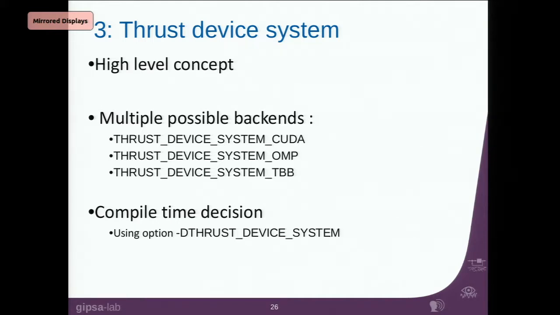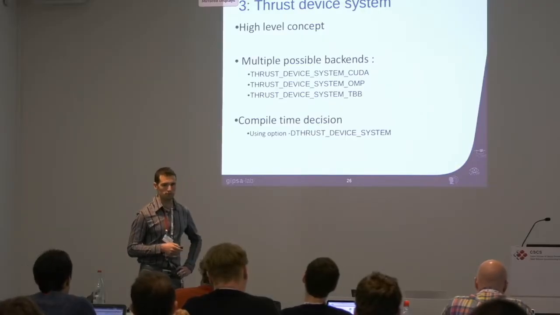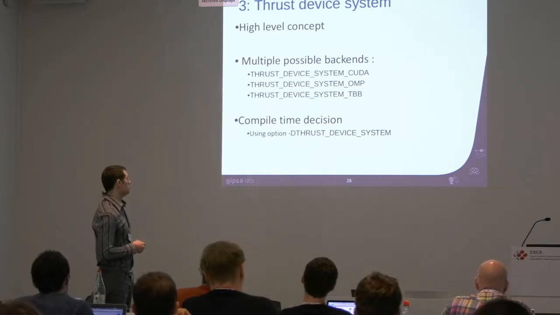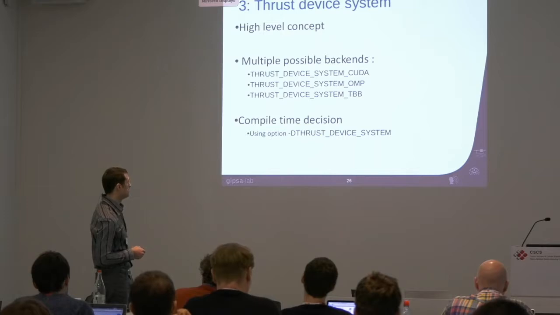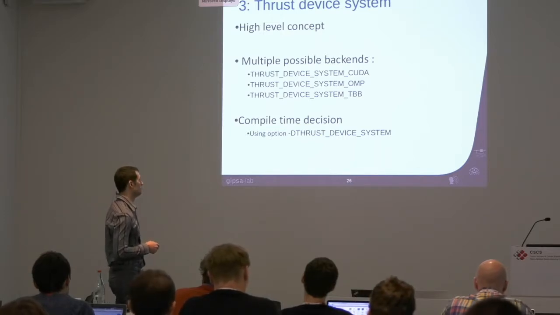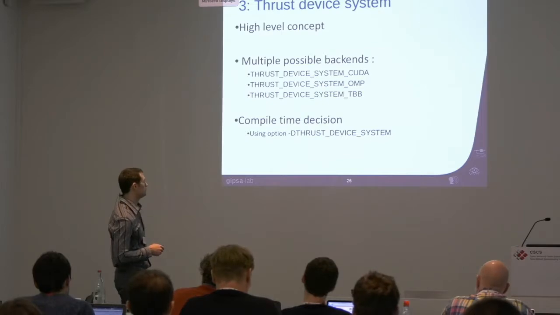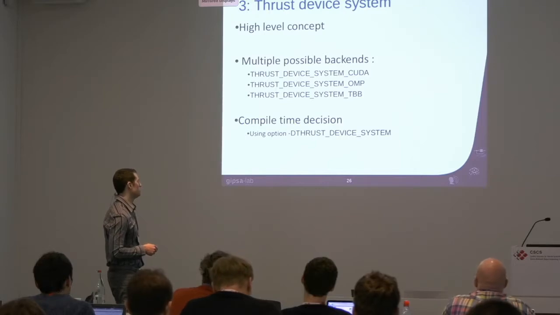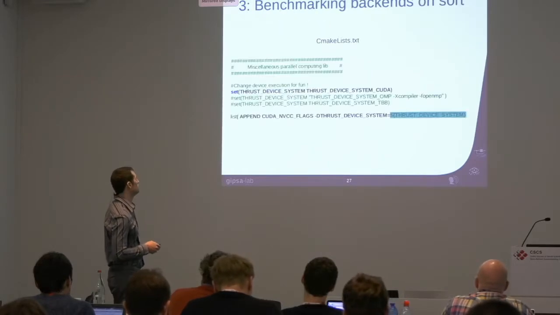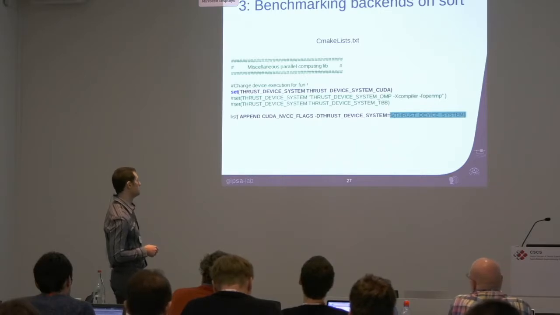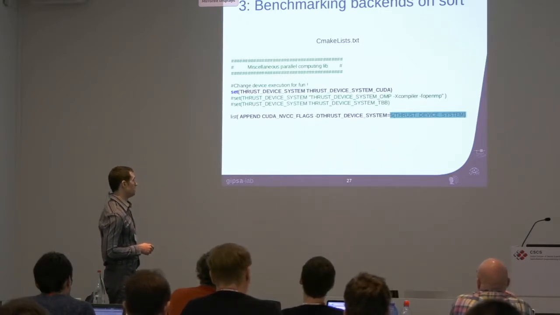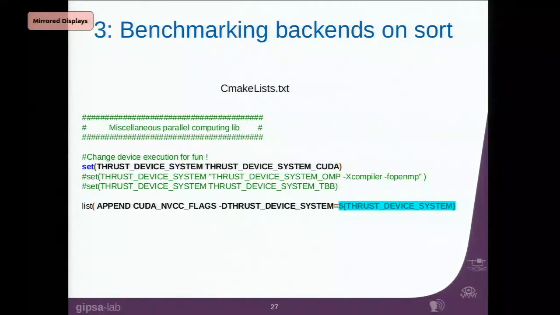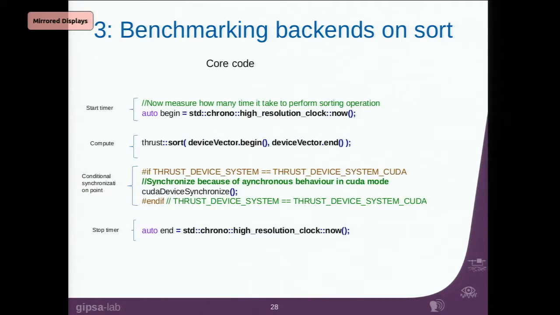I've already talked about the execution policy a few slides before, but you don't have to use the execution policy explicitly if you want to parallelize your work. You can specify the backend system at compile time using, for instance, one of those three backends: CUDA, OpenMP, or TBB. The name of the variable is THRUST_DEVICE_SYSTEM. In my case, I just put that in my CMake list, and by providing this variable to the compiler, you can have multiple backends. So it's only a compile-time decision.